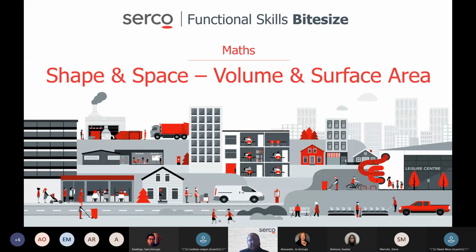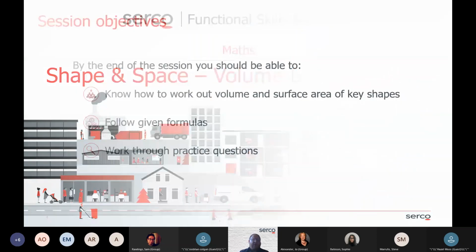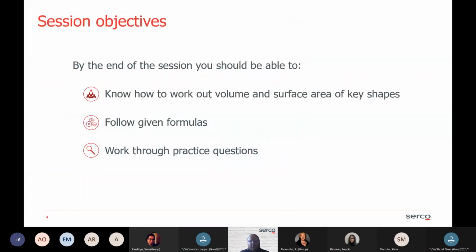This is the third in the shape and space series, and we're looking at volume and surface area. So this involves 3D shapes. In this session, what I want to try and do is look at how we work out volume and surface area of key shapes. I'm particularly talking squares and rectangles, circles and triangles, and you'll see I'll mention why about other shapes in a little while. Following given formulas, and some I'm going to give you that you have to learn.